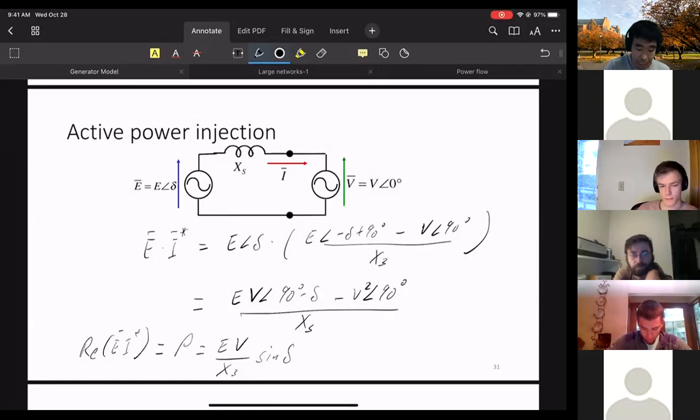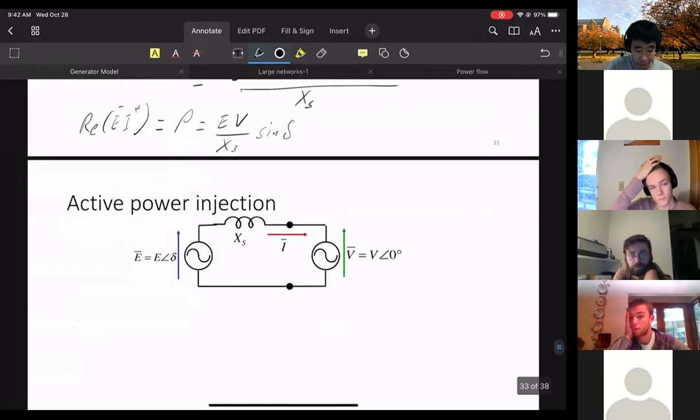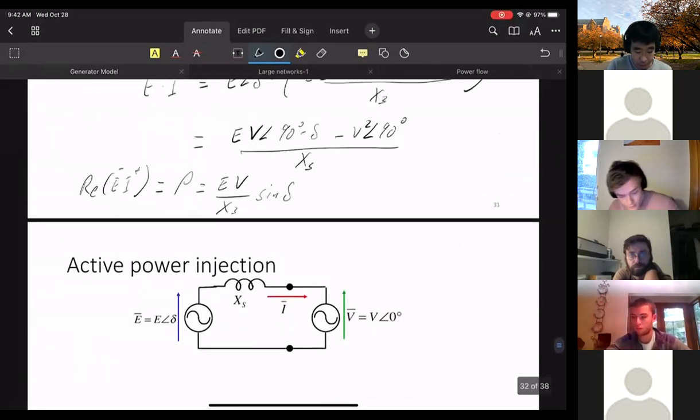And this was the same as the transmission line. This was exactly the equation we got by looking at how much power can transmit from one end to the other end of the transmission line, whereas here the transmission line has the reactance XS, right? So if you just multiply this through, we get this number. If you look at this equation, you recover these.